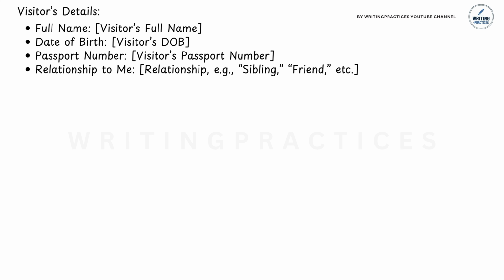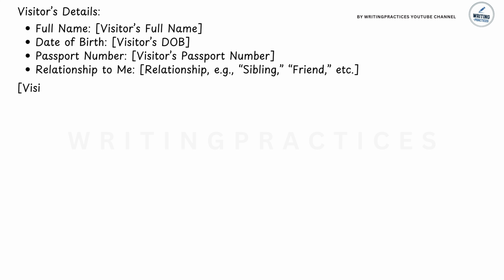Visitor's details. Provide detailed information about the invitee, including their full name, date of birth, passport number, and your relationship. For example, full name, Jane Smith. Date of birth, January 15, 1985. Passport number, A12345667. Relationship to me, sister. These details help the visa officer verify the applicant's identity and relationship to you.